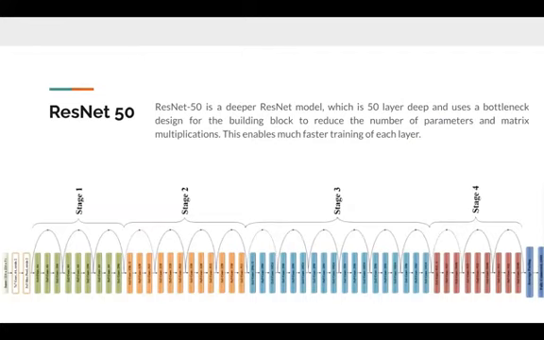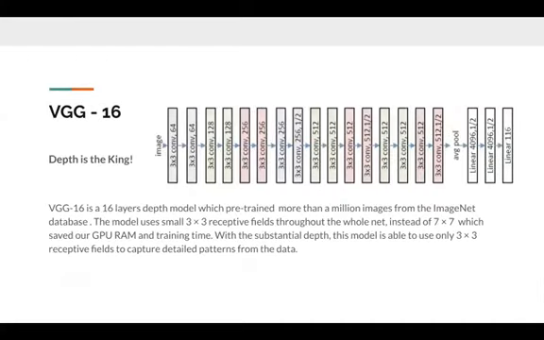And then we tried a much deeper version of the ResNet model, which is ResNet 50, and that helped us to improve our accuracy. Then we tried another competitor of ResNet, which is VGG16, and it uses 16 layers and a small 3x3 receptive field. So it has a much faster training speed and can also capture some detailed patterns from the data.